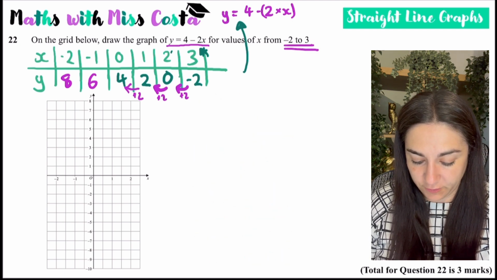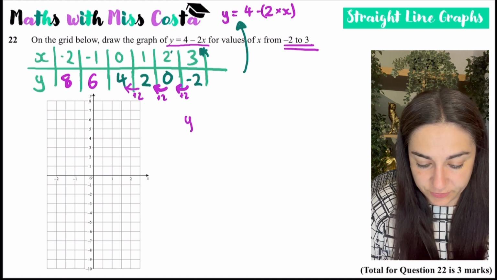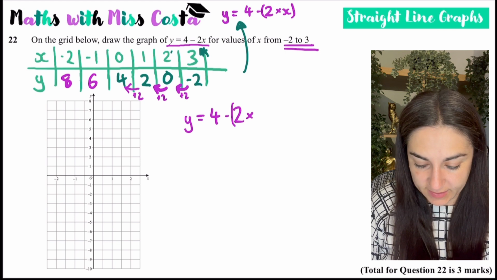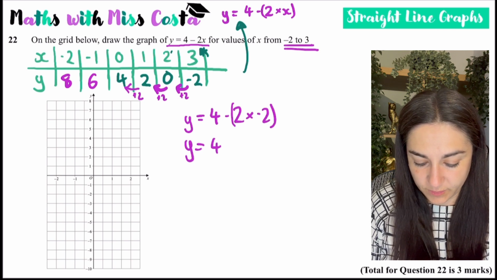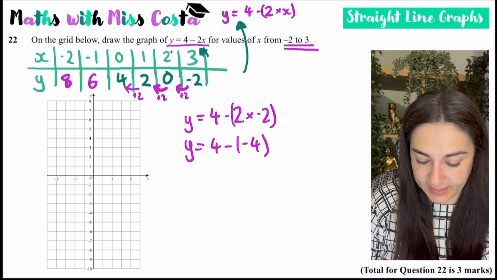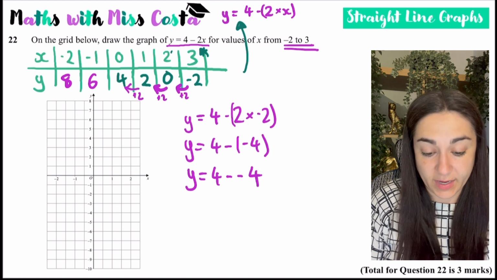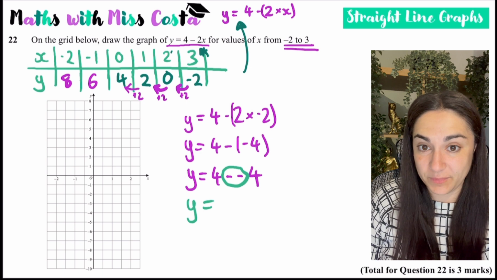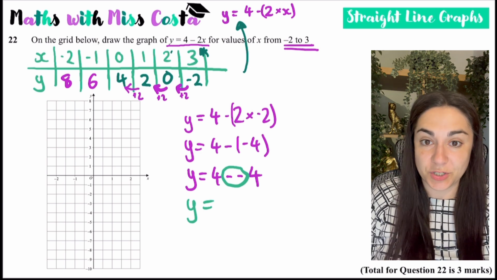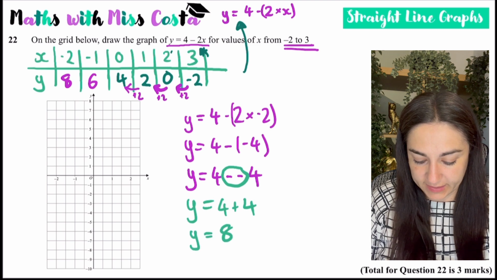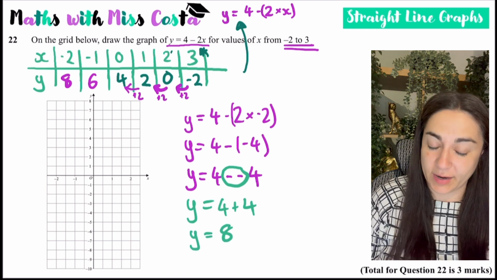So to double check if you've predicted it correctly, try it for the last coordinate. So 4 take away 2 times -2. Y would be 4 take away, and then 2 times -2 is -4. So you'd end up with 4 take away -4. And when we've got 2 signs next to each other and they are the same, so either 2 positives next to each other or 2 negatives, they become a positive. So that becomes 4 plus 4. So y would be 8. So you know you're correct.